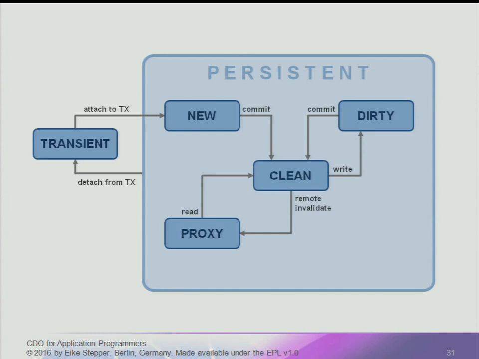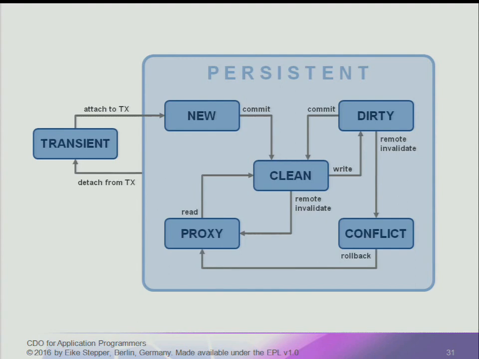What happens if this remote invalidate event happens in the dirty state? Then the object goes into conflict state because you have already changed it locally, then someone else was quicker to commit it. So in your client, you become aware of that quickly. In normal databases, you only see conflicts when you commit. In CDO, you have fail-early transactions because you already get this event and you know you will not be able to commit it in the future unless you set conflict resolvers into your transaction.